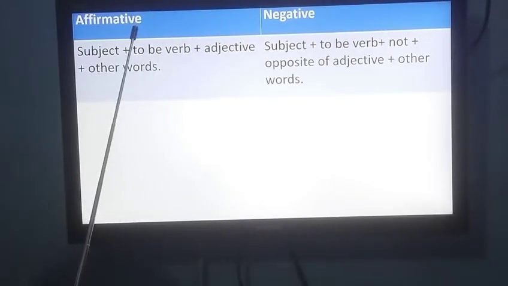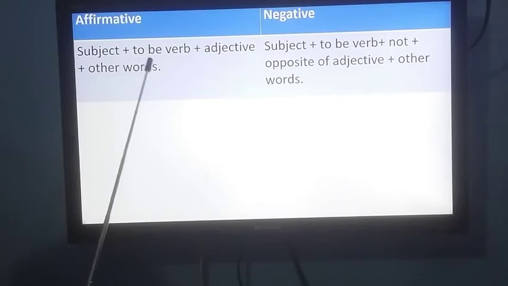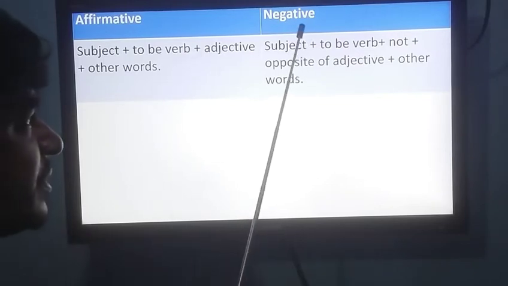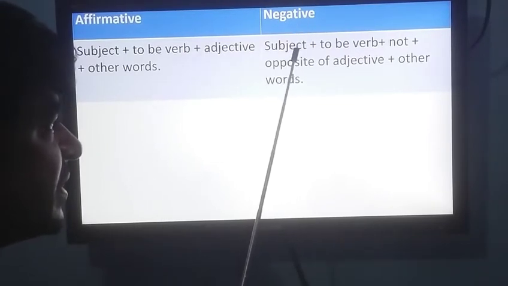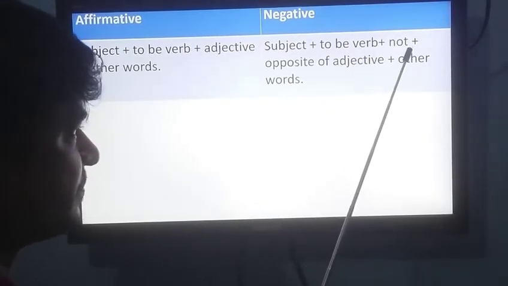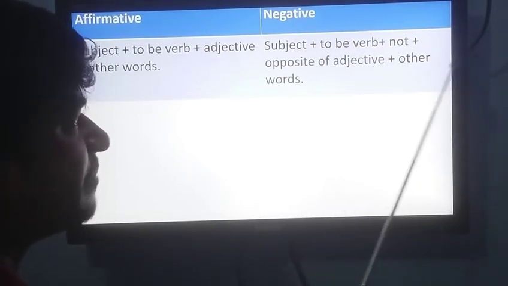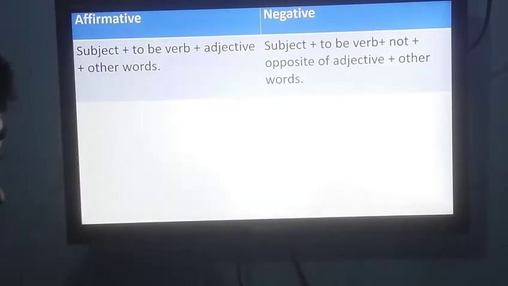In affirmative sentence, if you get the sentence following this structure, subject plus to be verb plus adjective plus other words of the sentence, if you want to make it negative, you have to use subject plus to be verb plus not. Then opposite word of adjective, then you have to use other words of the sentence.